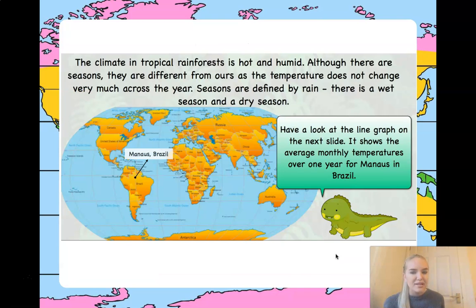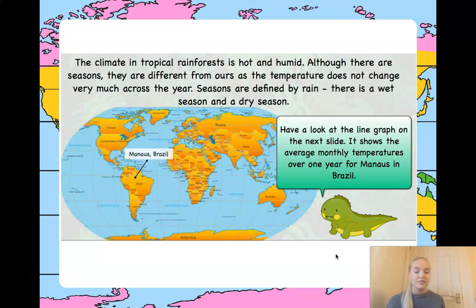And so the climate in tropical rainforests is very hot and very humid. And although there are seasons, they do exist, but they're very different to ours because the temperature doesn't change much across the year. And seasons are purely defined by how much rain that the rainforest gets.